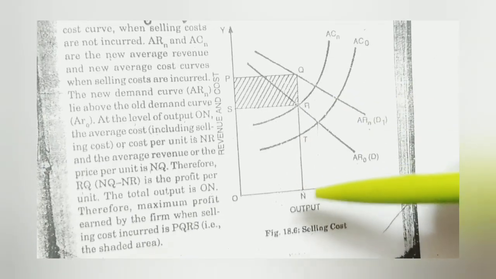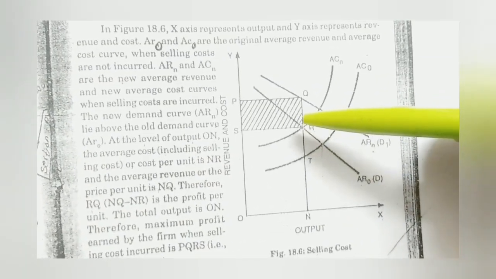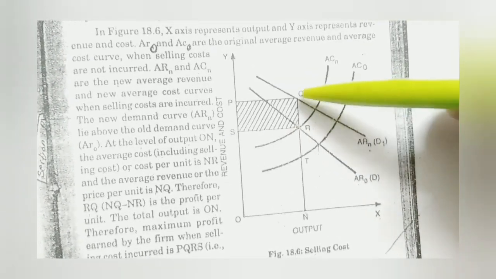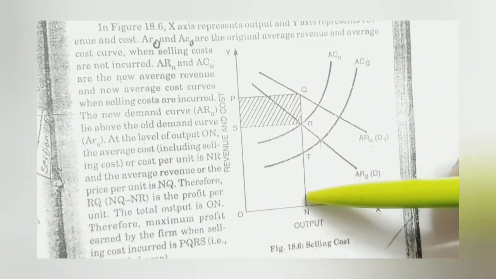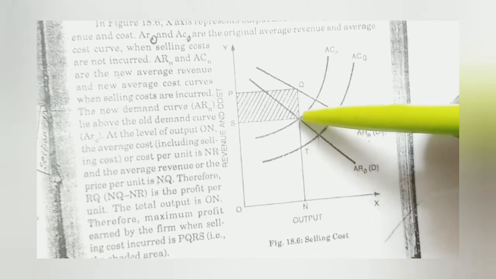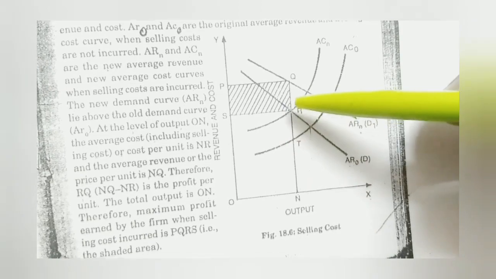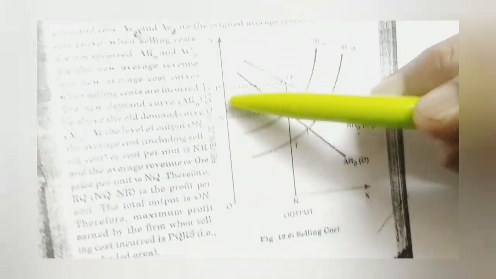Then, before the selling cost, this is the equilibrium. After that, the new demand curve arises. So, this is the new price. So, in order to produce ON amount of commodity, the firm requires cost of production plus the selling cost. So, NT plus TR, the total cost is NR. So, the total revenue is NQ. NQ minus NR, this gap, PQRS is the profit.